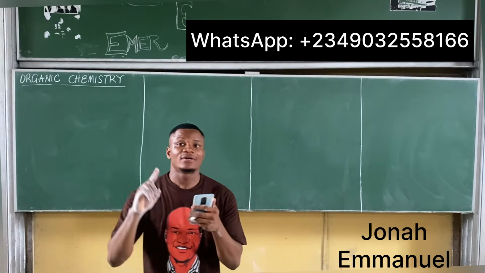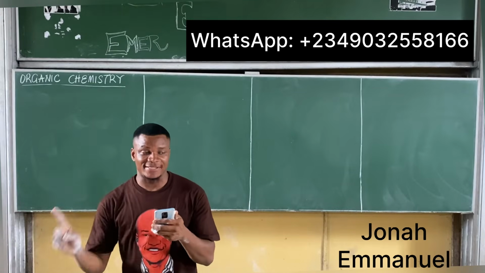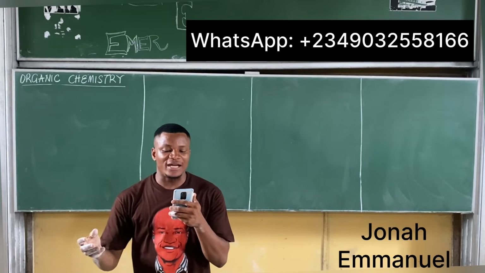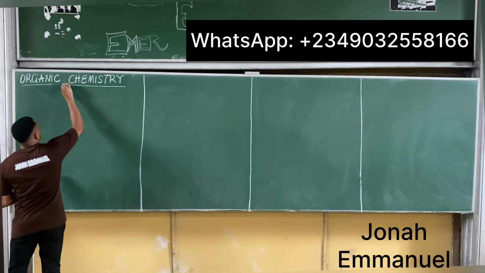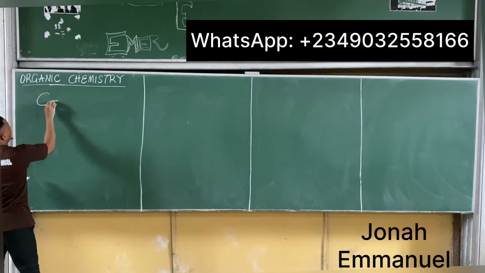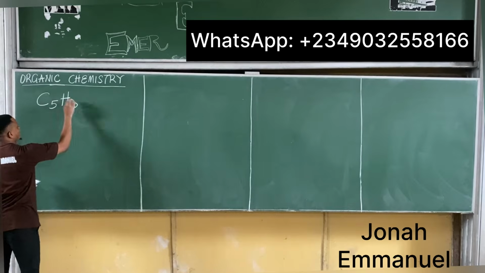First things first, I have 3 compounds here, A, B, and C. Next up, they say they have what there? Molecular formula of what? C5H10. All right, so let's see this done. I'm having a C5H10. So that's my first task.